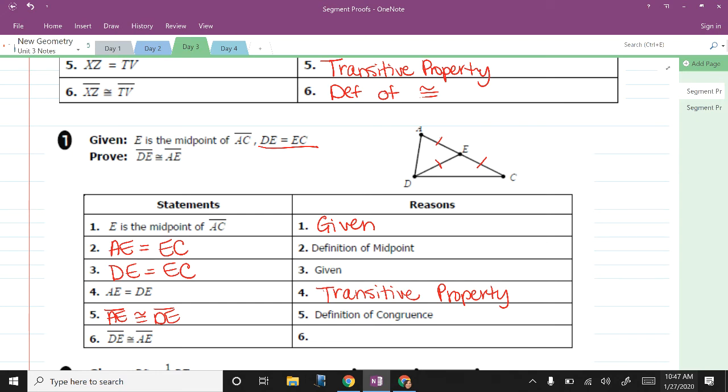And then, okay, what's the difference in statement 5 and statement 6? They reverse the order. So which property says I can reverse order? Symmetric property. So these are not so bad because they at least give us part of it, right? When proofs get hard is when you have to do all the statements and all the reasons by yourself. Yeah, don't worry. We'll get there. All right, flip to the back.